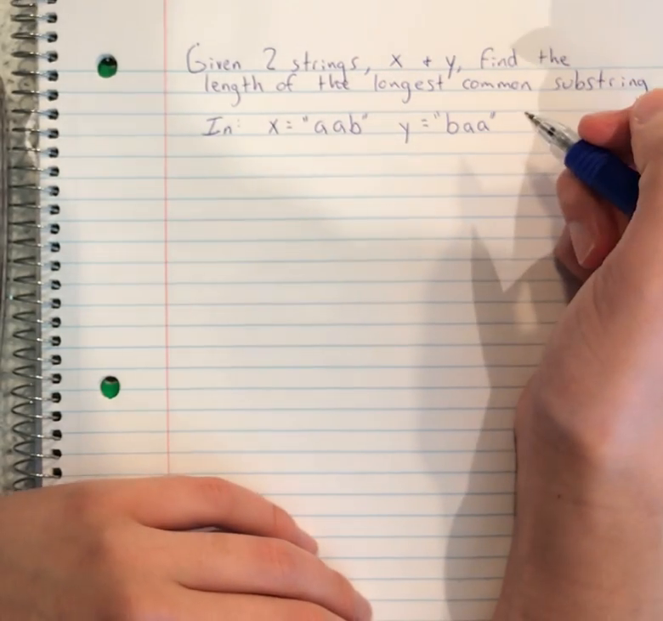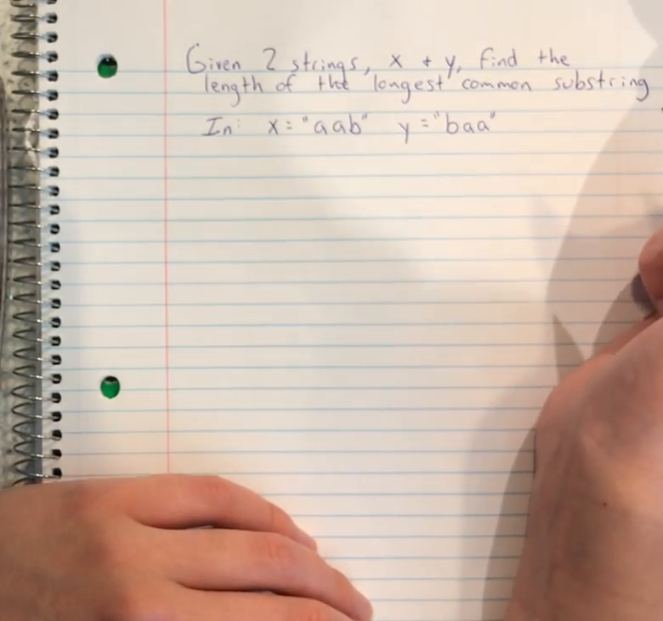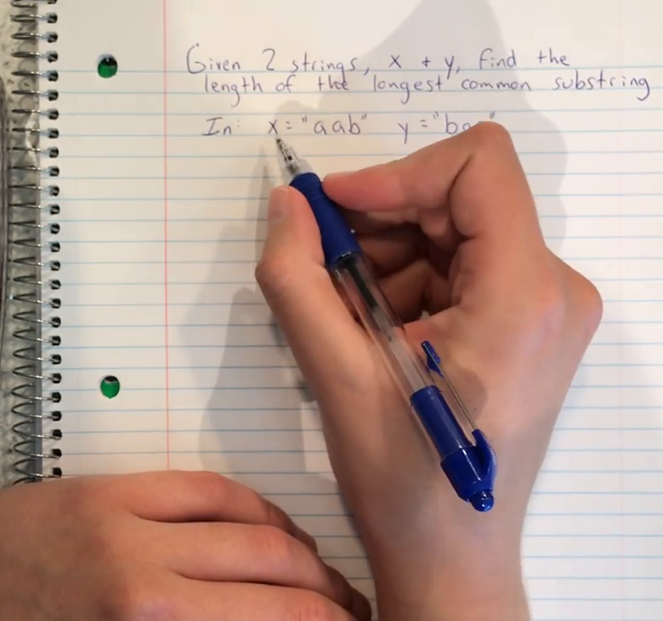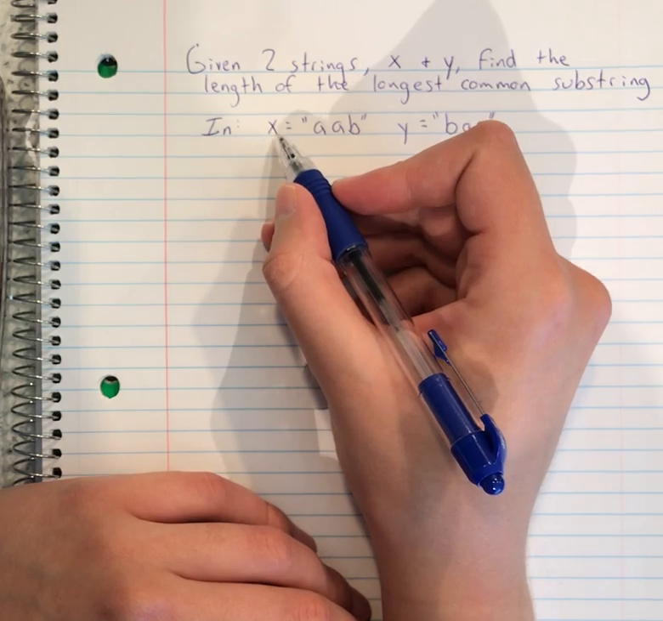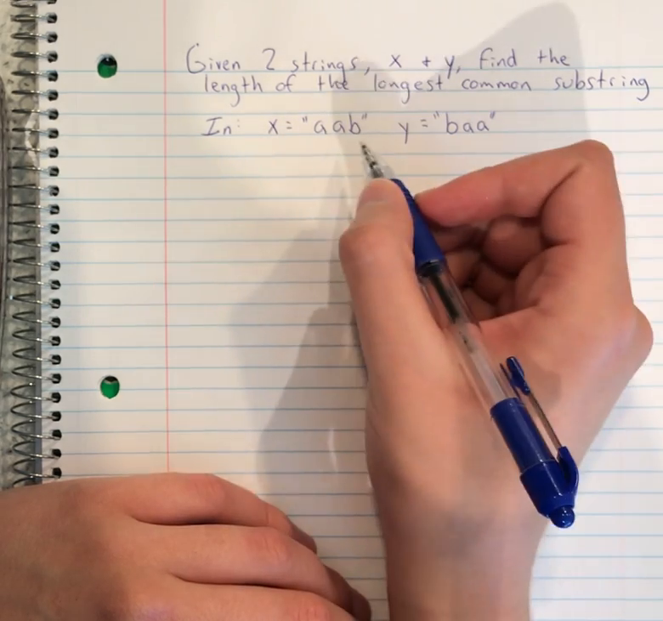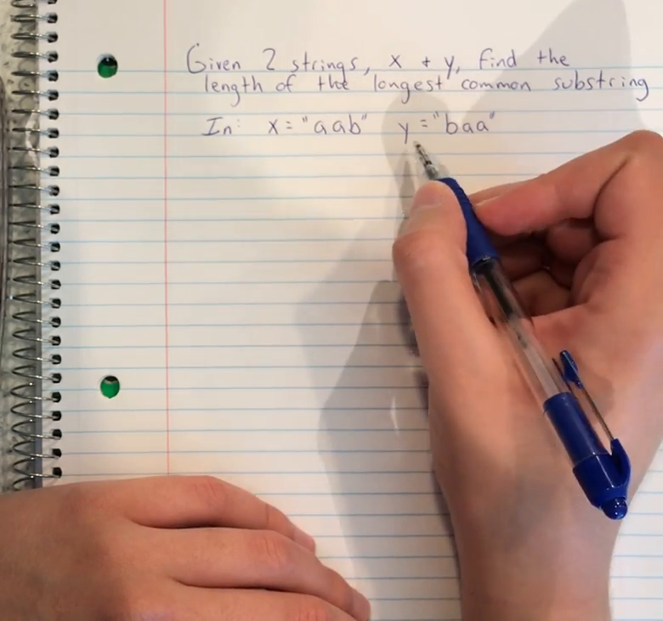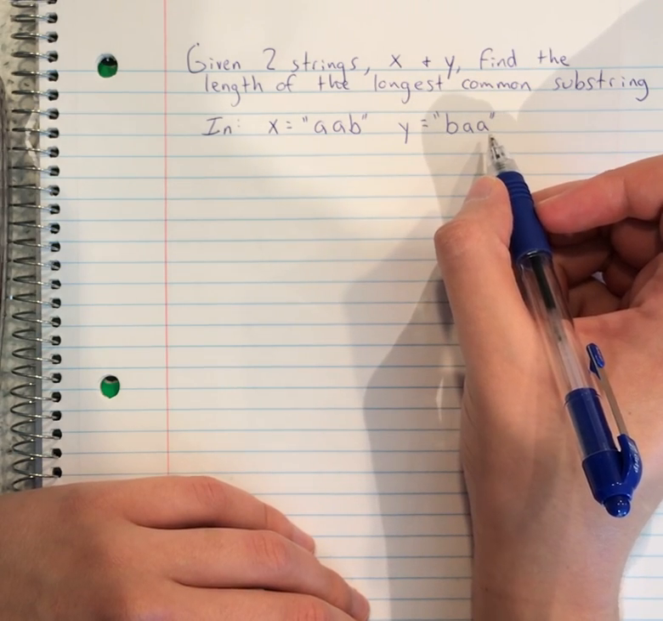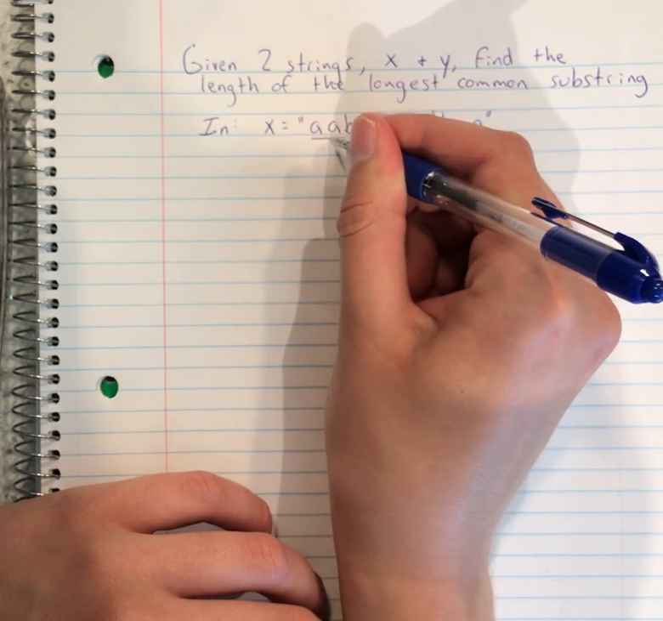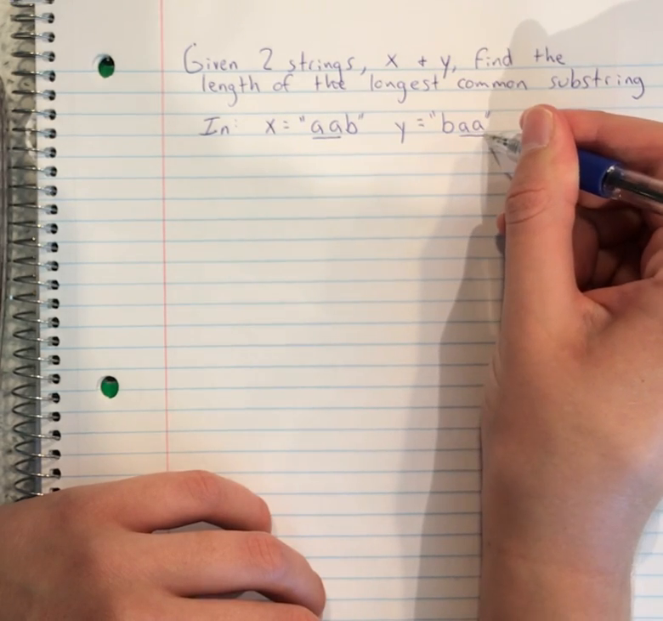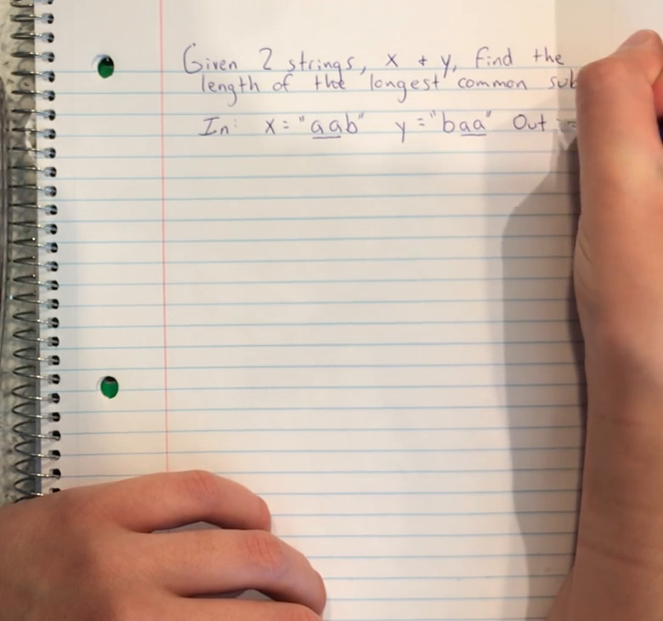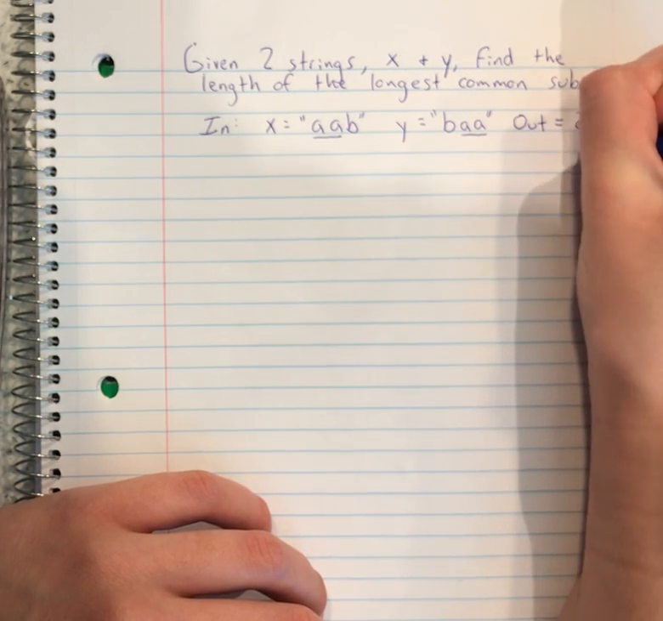Given two strings x and y, find the length of the longest common substring. For example, we could have an input x and an input y, where x is AAB and y is BAA. The longest common substring between both of these is AA, and its length is 2. So our output we would desire is 2.